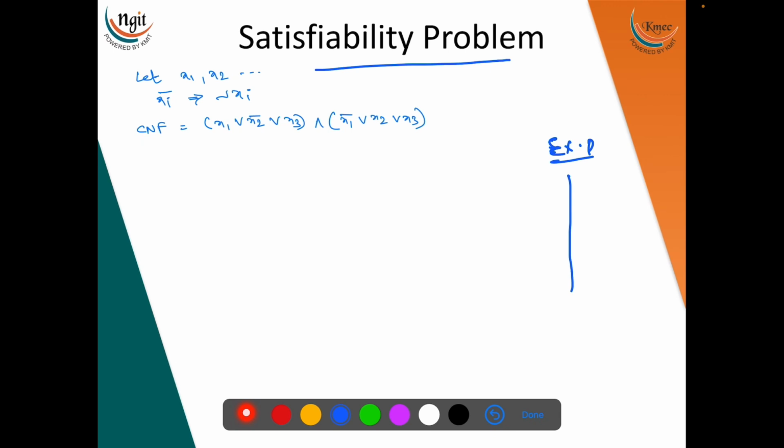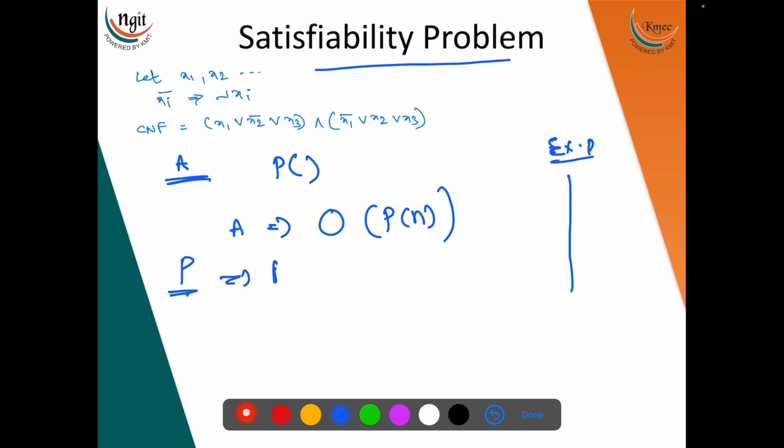Now let's talk about this. An algorithm A is of polynomial complexity if there exists a polynomial p such that the computing time of A is big O of p of n, right? Because we could solve this satisfiability problem, I'm putting the satisfiability problem into P. P is the set of all decision problems solvable by deterministic algorithms in polynomial time. There is one more term, which is NP. NP is the set of all decision problems solvable by non-deterministic algorithms in polynomial time.